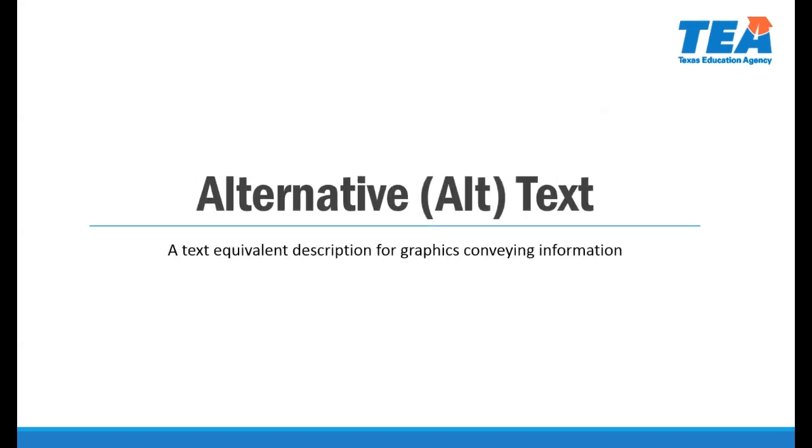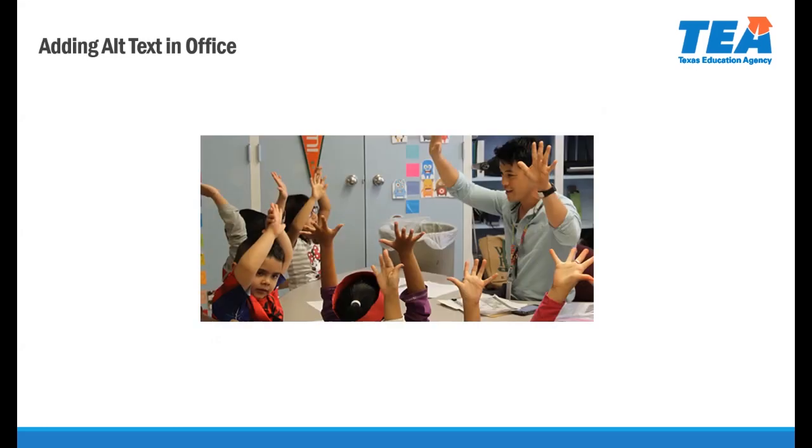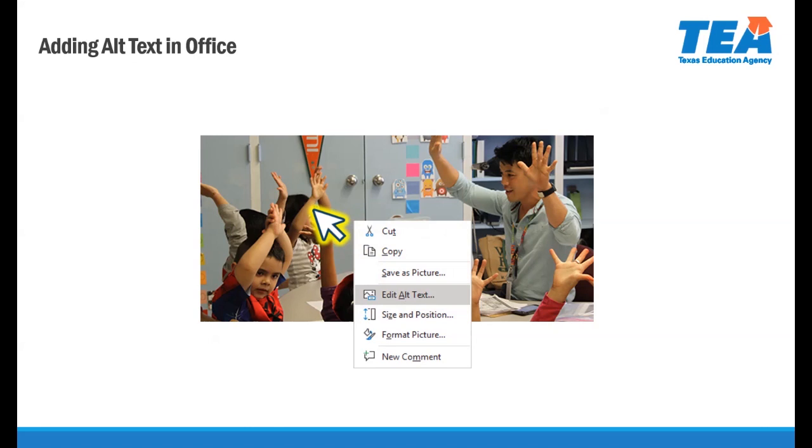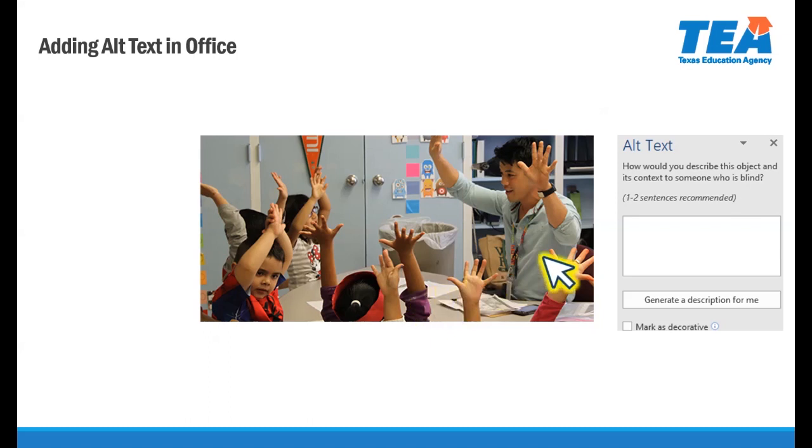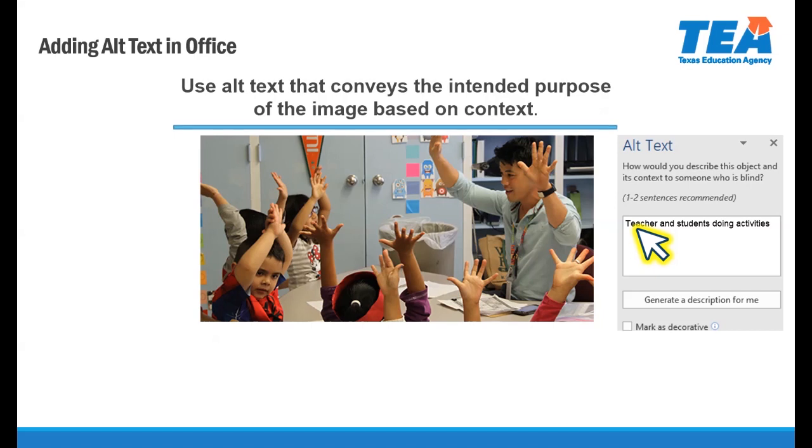Alternative text, or alt text, is a text equivalent description for graphics conveying information. To add alt text to your Office document, right-click on the image, select Edit Alt Text from the menu, and the alt text panel will appear on the right. In the box, enter your alt text.